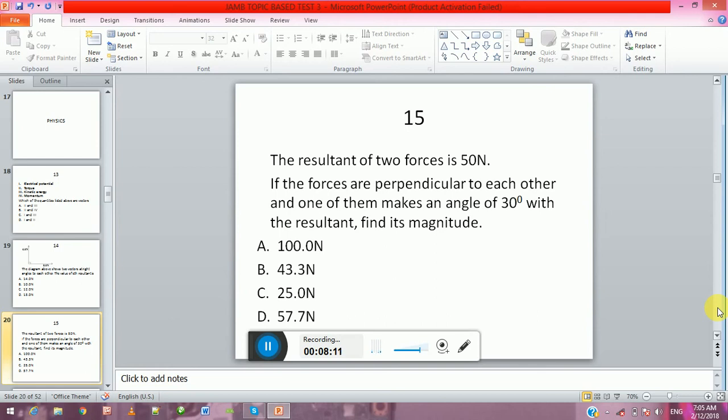The resultant of two forces is 50 Newton. If the forces are perpendicular to each other and one of them makes an angle of 30 degrees with the resultant, find its magnitude. A 100 Newton, B 43.3 Newton, C 25 Newton, D 57.7 Newton.